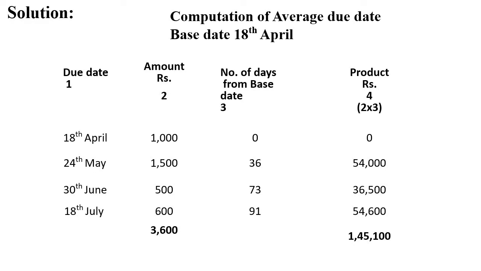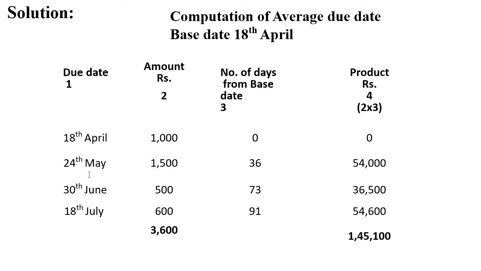The third column is number of days. This number of days is calculated from the base date. We all know the base date is 18th April. So there are no days from 18th April. The first day is considered as zero days, nil days. So for 18th April, it is 0 since it is the base date.